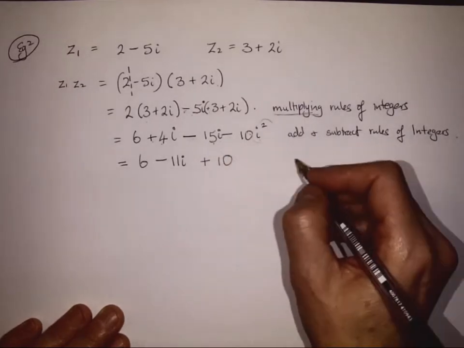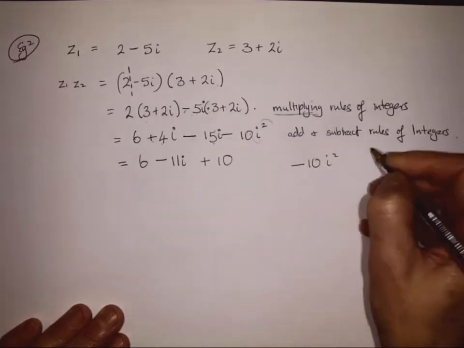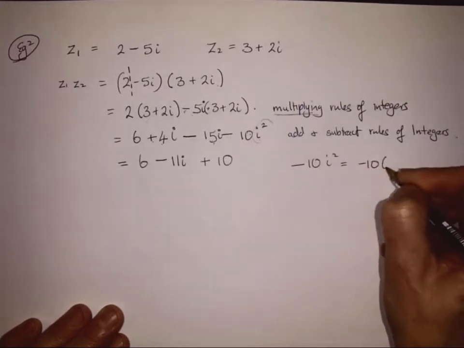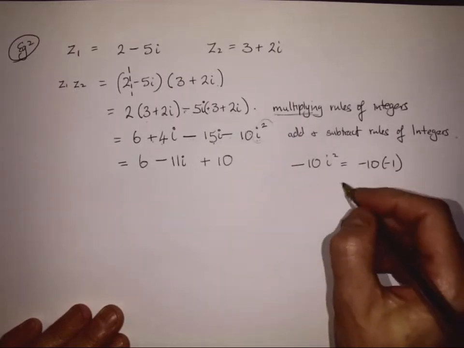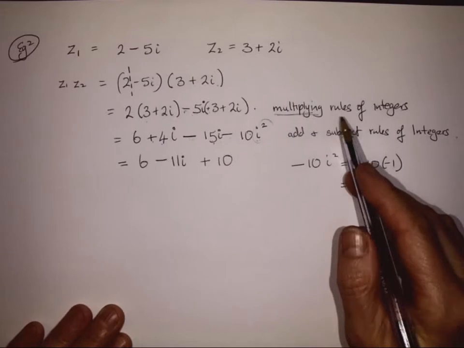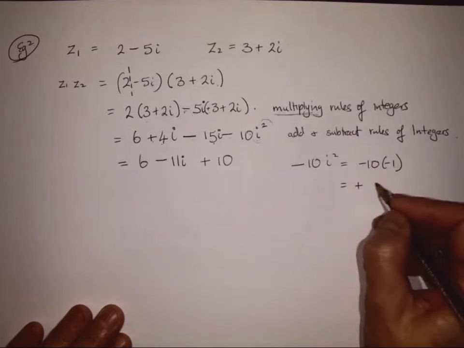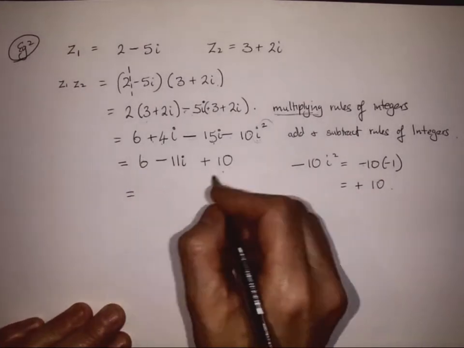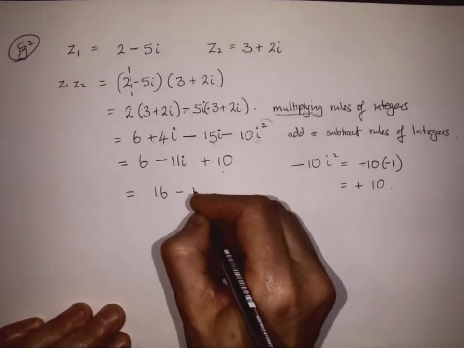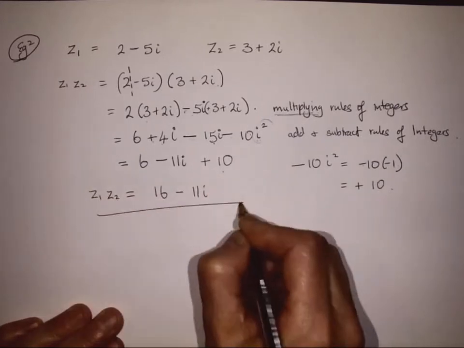Okay, if you want to look at this on the side, we have minus 10 i squared. That's the same as minus 10 multiplied by minus 1, because i squared is equal to minus 1. And if you follow the multiplying rules, a minus by a minus will give you a plus. 1 times 10 is 10, plus 10. Okay, so 6 plus 10 is 16 minus 11i. And that's Z1 multiplied by Z2.